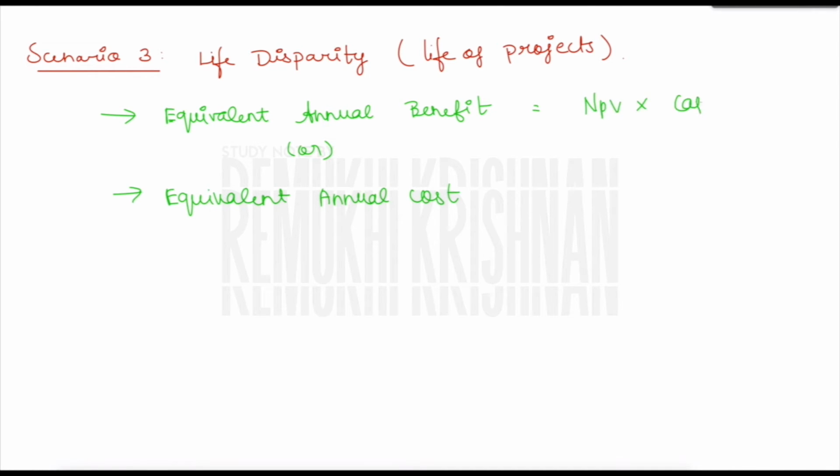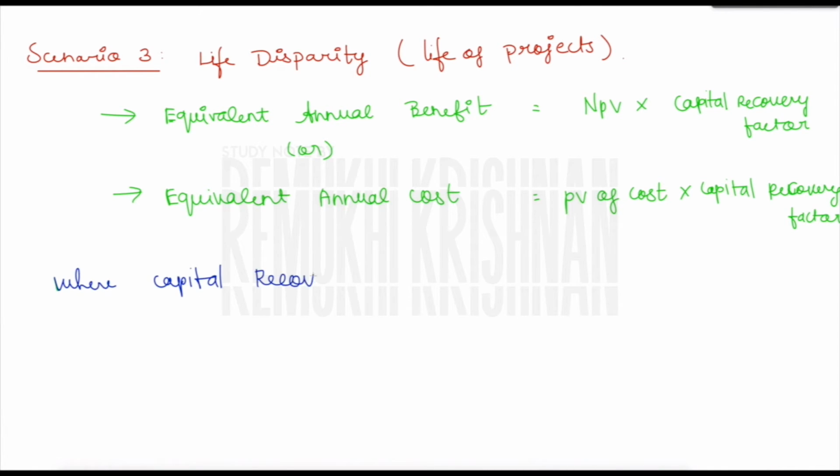Equivalent annual benefit is equal to net present value into capital recovery factor. Then equivalent annual cost is present value of cost into capital recovery factor. So what is meant by capital recovery factor? Capital recovery factor is the inverse of the annuity factor, that is 1 divided by annuity factor. Very simple, right? Let us move further and do an example before completing this session.